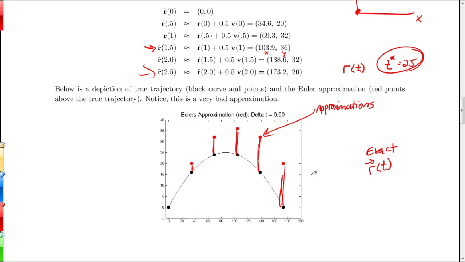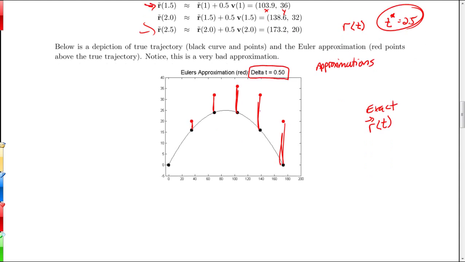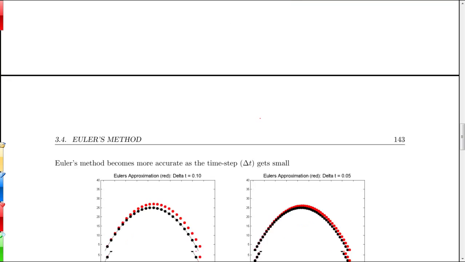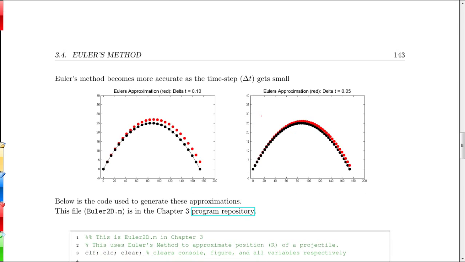But that's because I took a time step that, while it seems pretty small, 0.5, a half a second, is actually a pretty big time step. And so on the next page, what you'll see is the comparison, a similar graph as delta t gets smaller. So on that previous page, delta t, my time step, was 0.5, right? And it looked pretty bad.